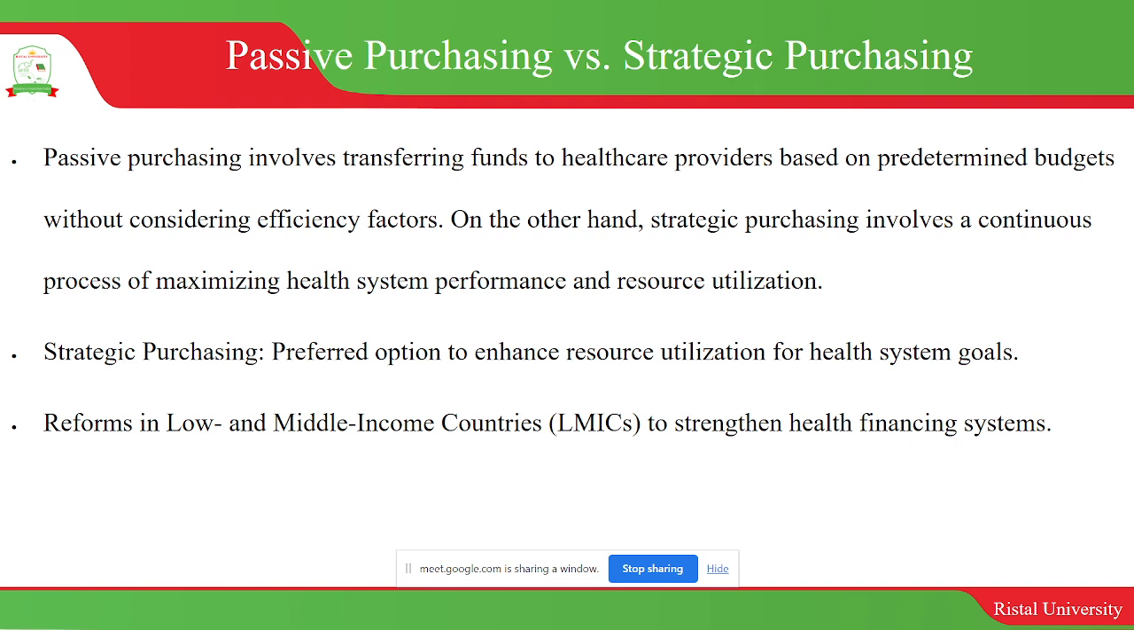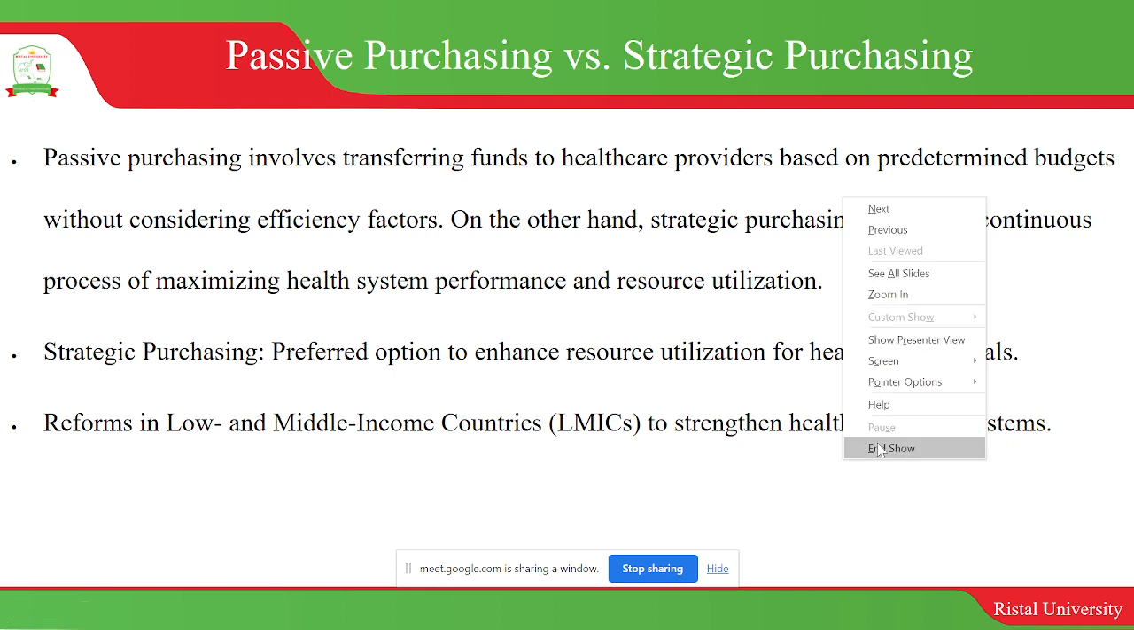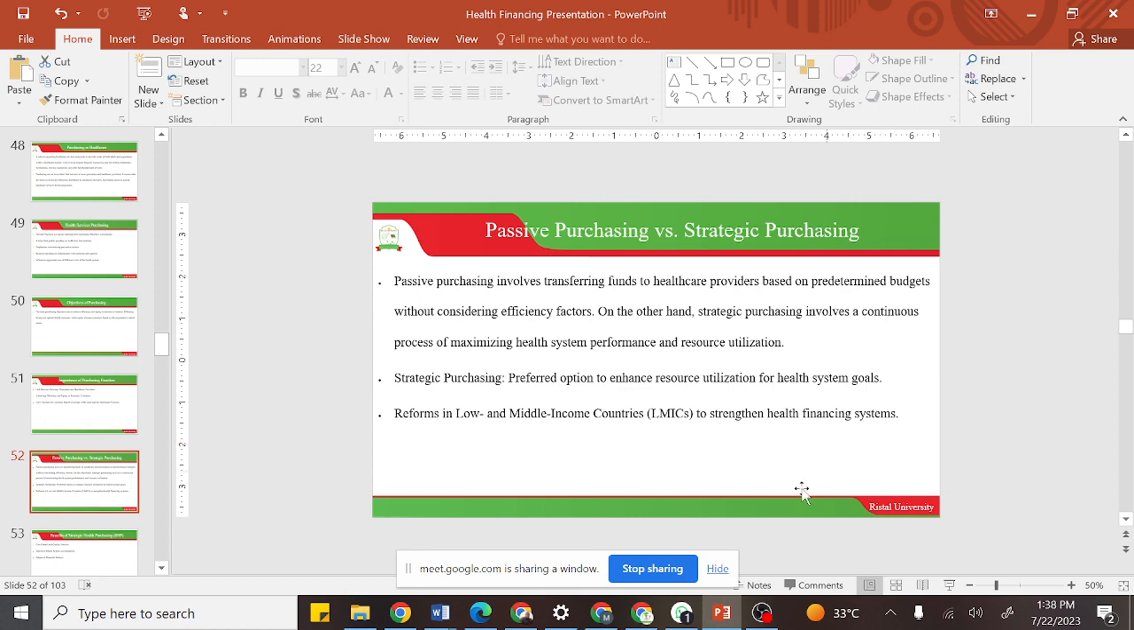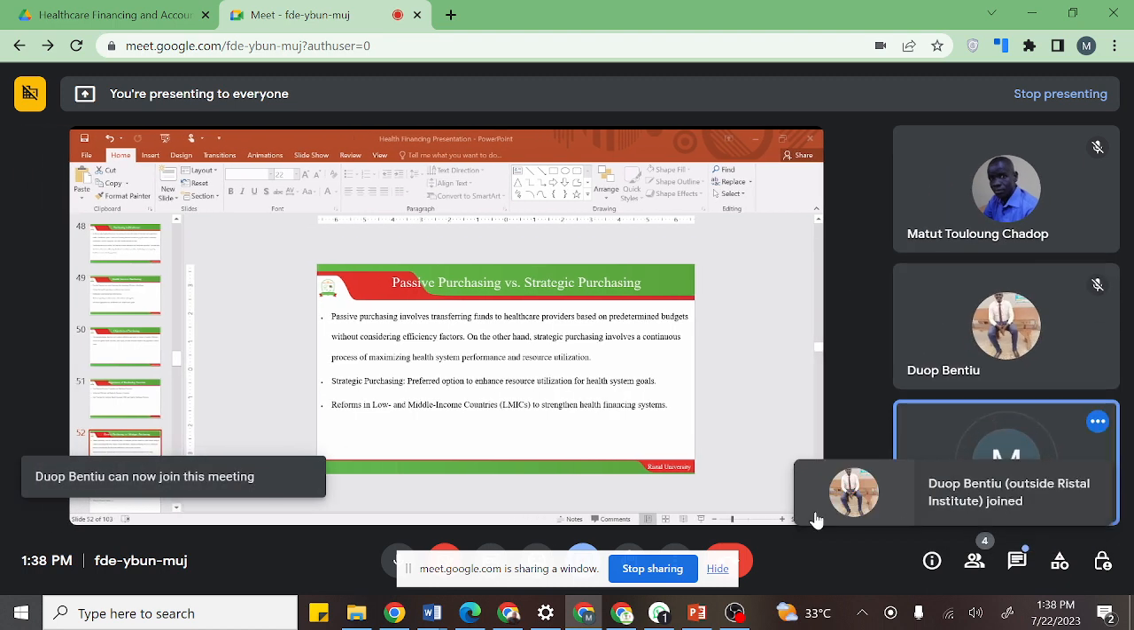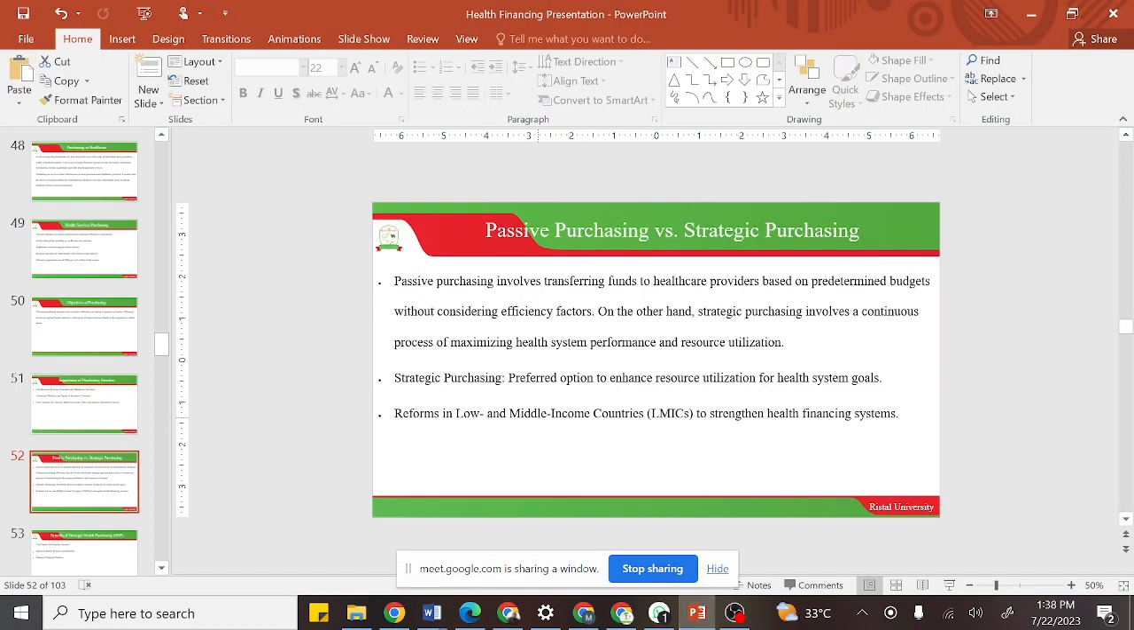Okay, so it is very important to transfer resources to facilities or health providers with knowledge of how they are performing and how they are utilizing resources. When you do that, you're enhancing resource utilization, and therefore you are basically promoting efficiency. And in our developing countries, it is very important that we adopt mechanisms that do not promote wastage of resources.